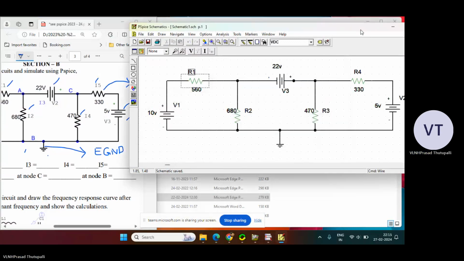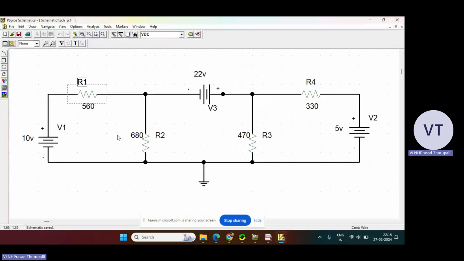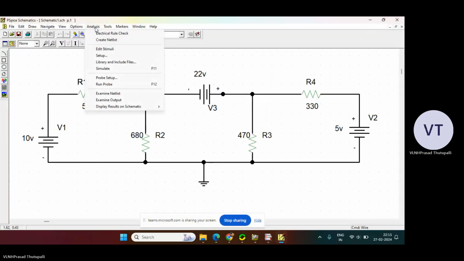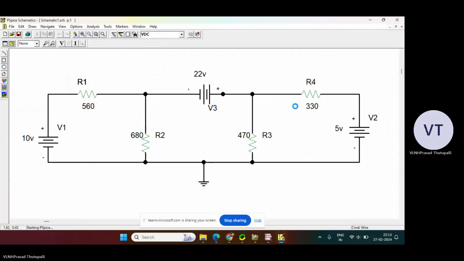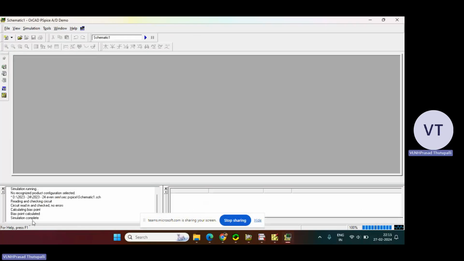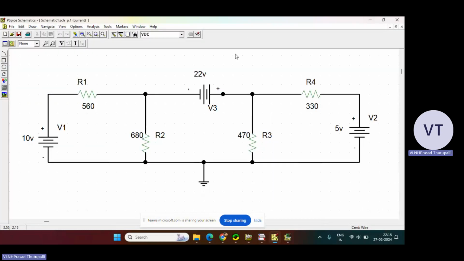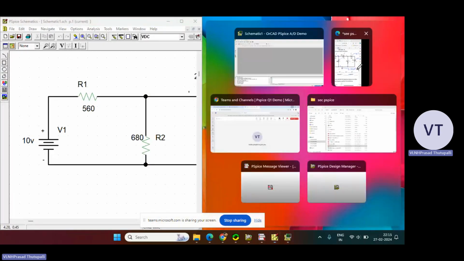Then come down to analysis, simulate. Analysis and simulate. So it is solving the given problem. Now the problem is solved. You can see here simulation completed. Okay, so now it is ready to give the answers for the questions, whatever you're going to ask. Whatever the questions that you ask, it is going to give you the solutions for them.